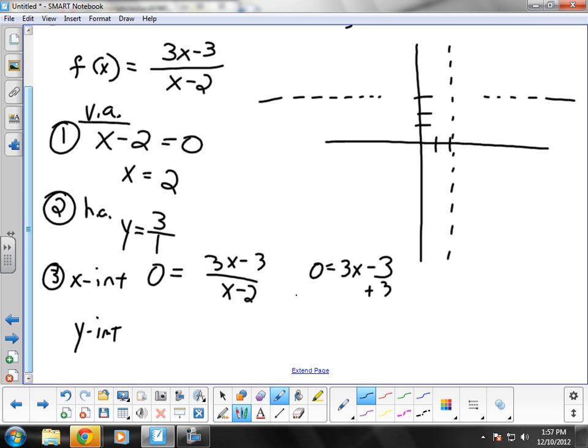If I add 3 to both sides, I get 3 is equal to 3x. Dividing by 3 gives me that x is equal to 1. Okay, so I'm going to go over here where x is 1. That is the only place that I can cross the x-axis. When I start drawing in my rational function here in a minute, I can't cross the x-axis any other place. Everybody hear what I just said? That's a really big idea.